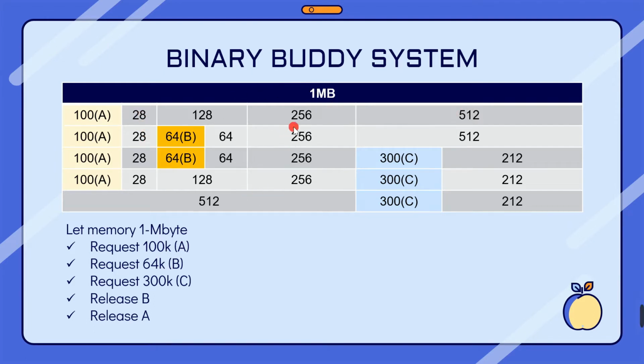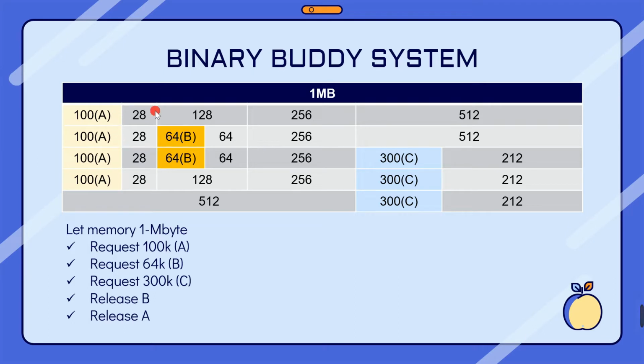Okay, at 512 kilobytes, we can split and we get 256. And when we split again, we get 128. And if we split again, it will not fulfill the process A. So we just allocate the process A and the balance memory is 28. It's known as a fragmentation, internal fragmentation. Okay, next for process B.